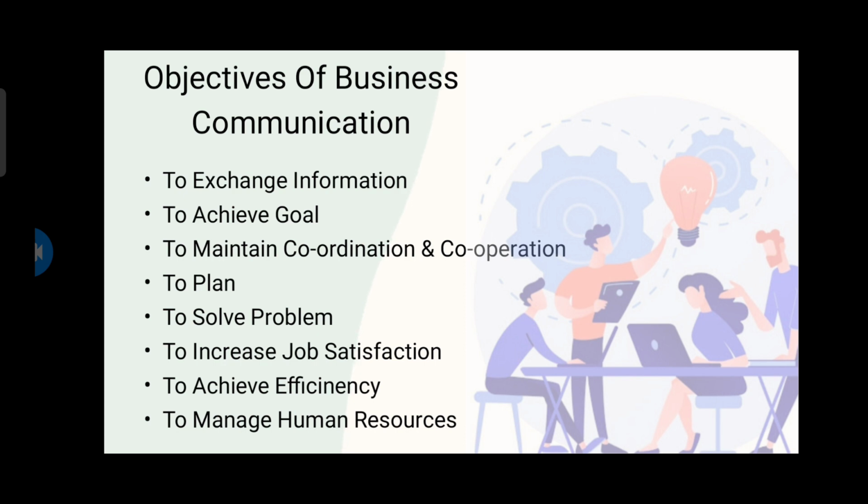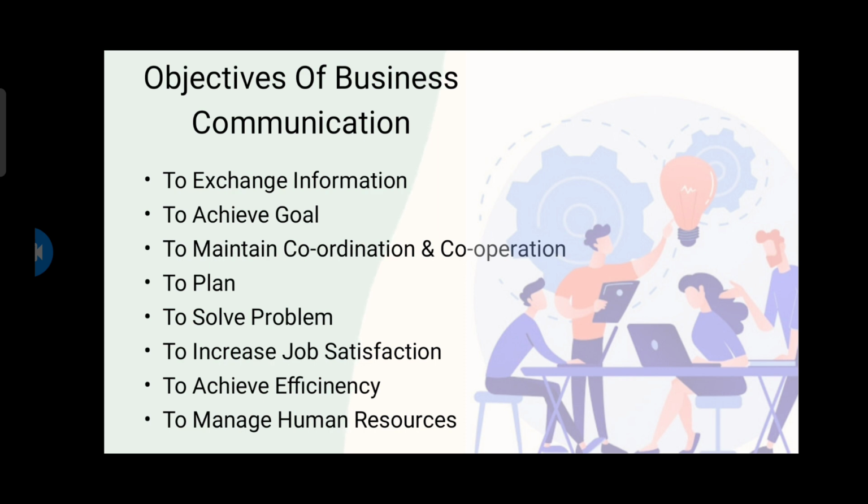Third one is to maintain coordination and cooperation. Coordination and cooperation among the three levels, that is corporate level, divisional level, and functional level of an organization, are maintained through communication. Fourth one is to plan. Planning decides what is to be done in the future. All the information and data which are required to make a plan for business can be obtained or gathered through communication. Fifth one is to solve problems.